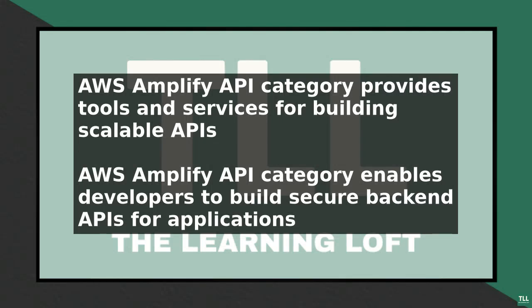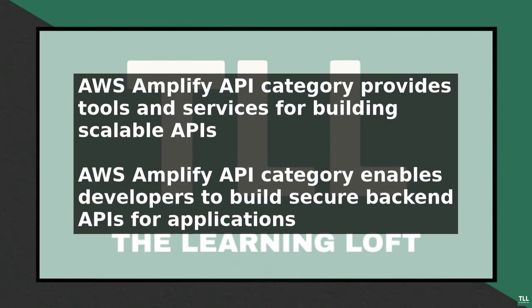Introduction to AWS Amplify API category. The AWS Amplify API category provides a set of tools and services that enable developers to build scalable and secure backend APIs for their applications. In this tutorial, we will cover the key concepts and best practices for using the AWS Amplify API category.